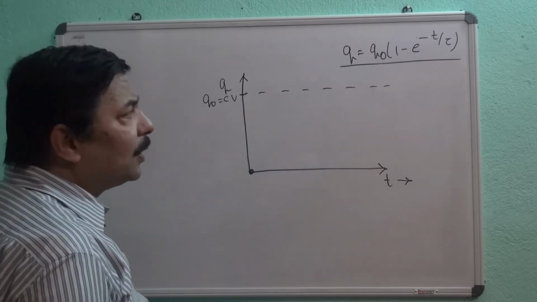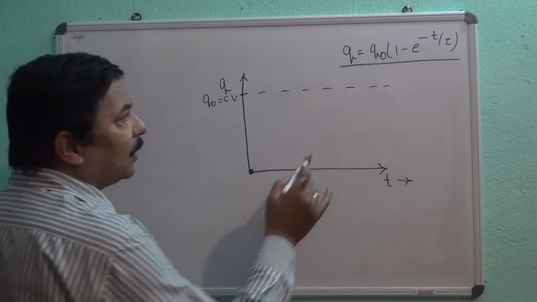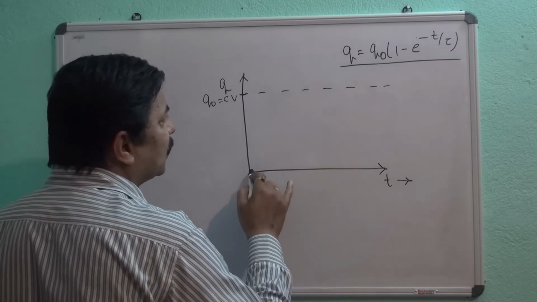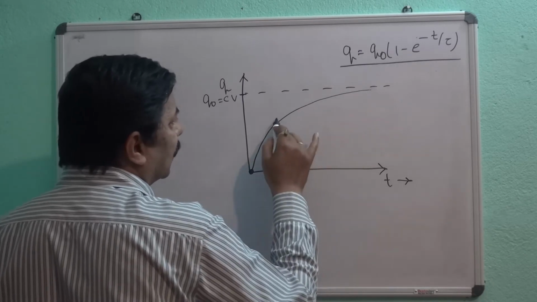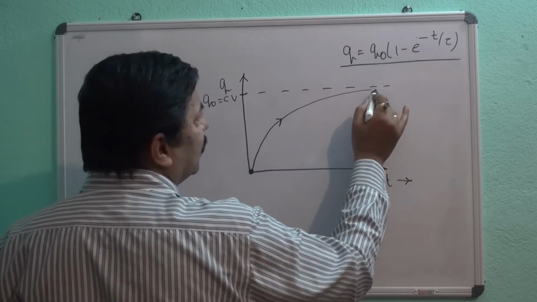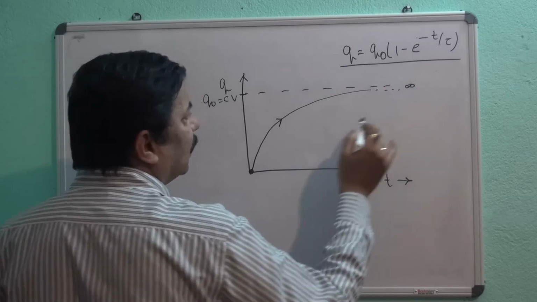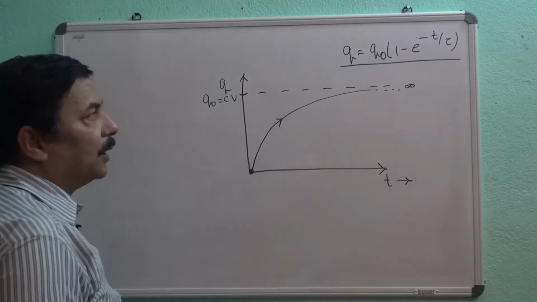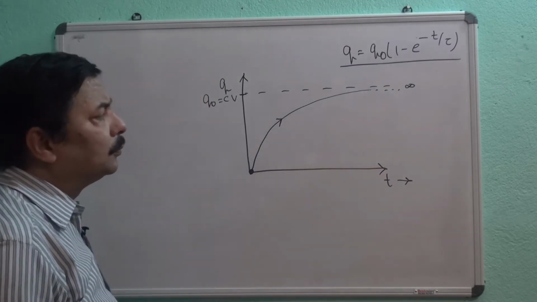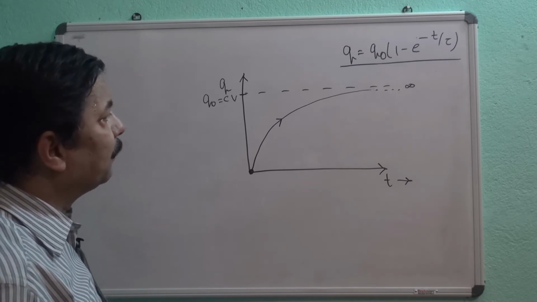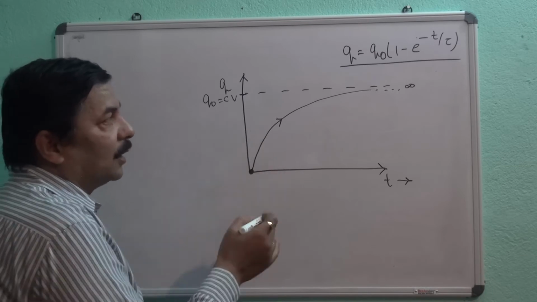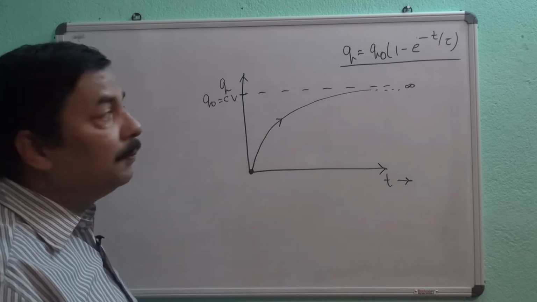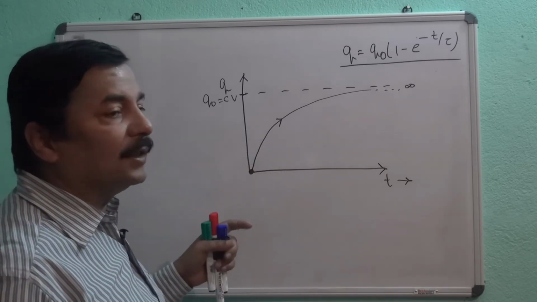And when t is equal to infinity, then maximum charge is reached. You see, this is the growth. It will be meeting at infinity. At infinite time it will be meeting. Also, you should understand one thing. This is the exponential curve for the growth of charge, that it will take infinite time for complete charging.